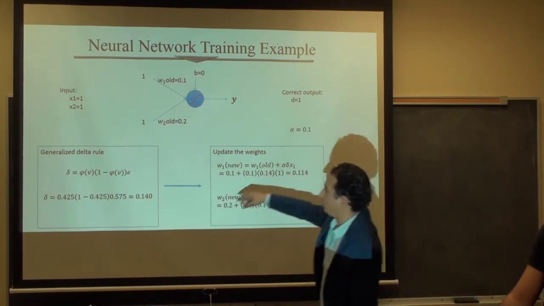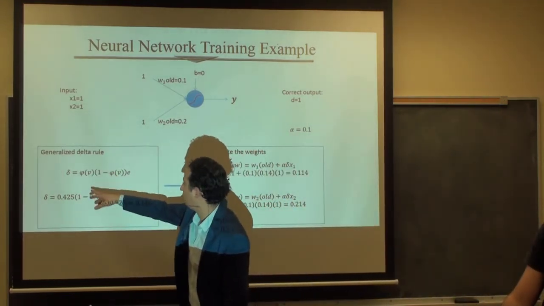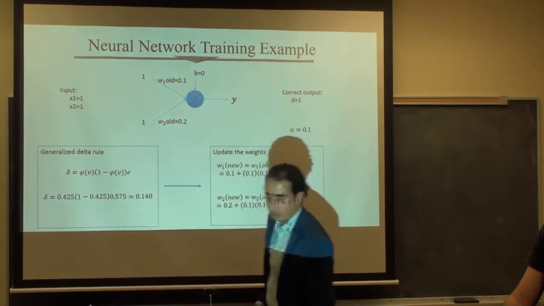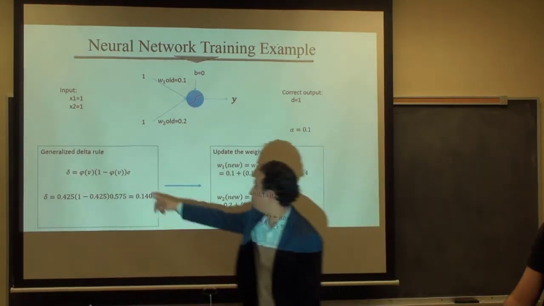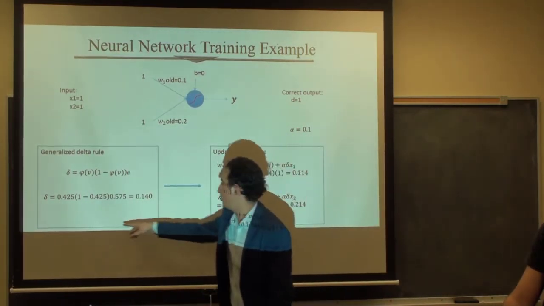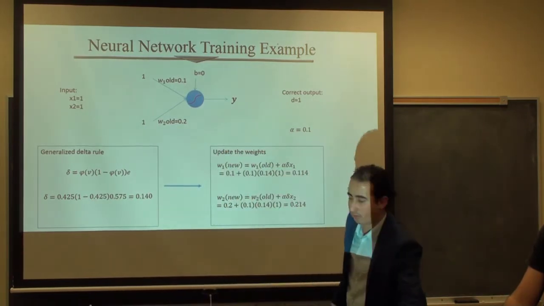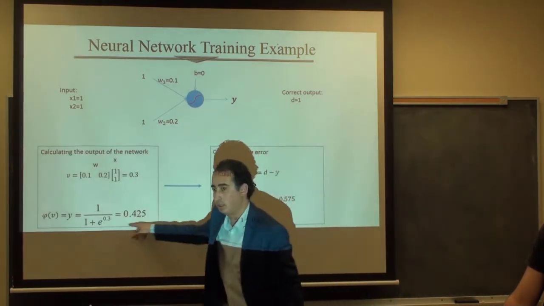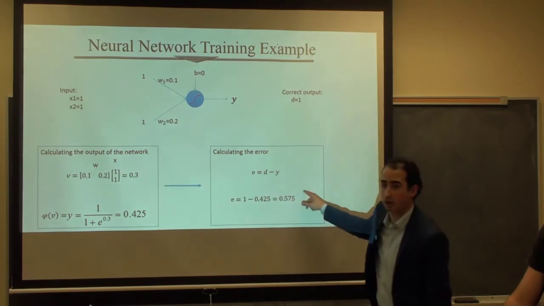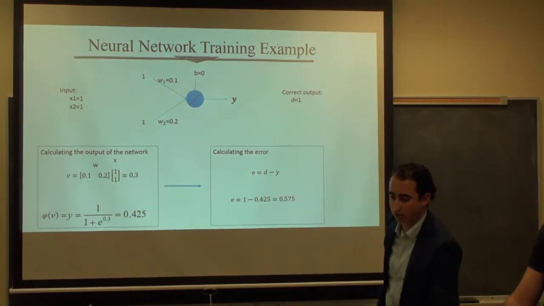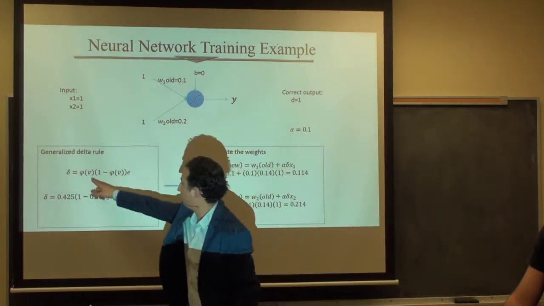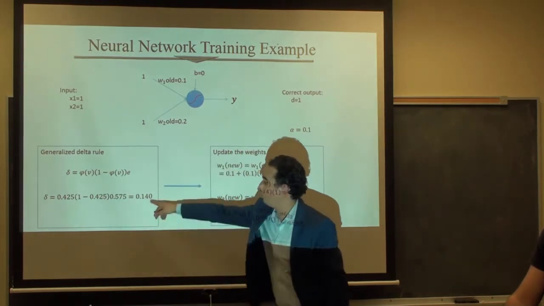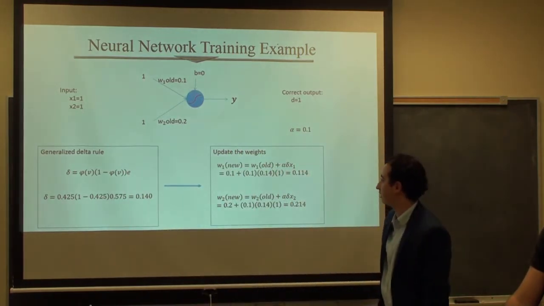When we do this one, we have to go to the generalized delta rule. We got the phi, and we got the error. So we just do simple math. We replace, as we see over here, the sigmoid function and the error. If we replace the phi and the error, we get 0.140.